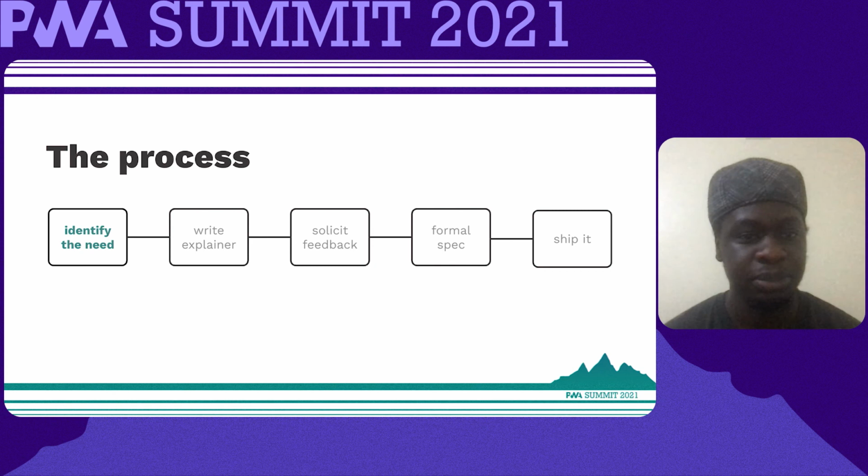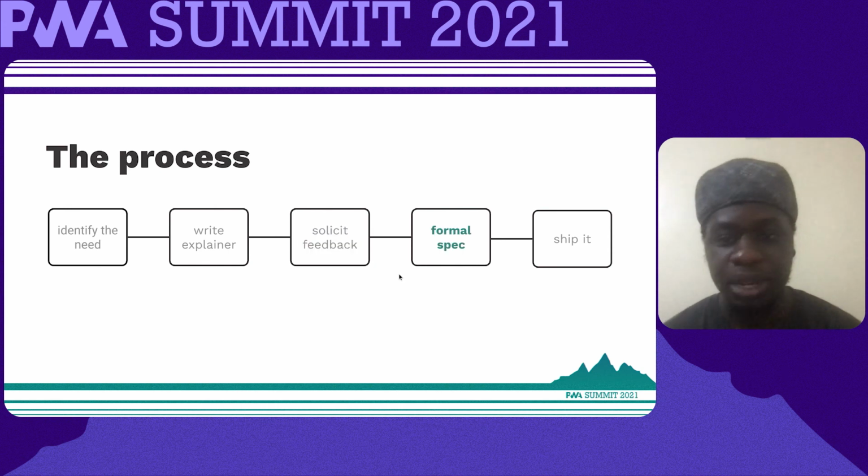The process. The first step is to identify the need. What do the developers need? What is the new feature that is really exciting that is missing on the web platform? The next step is to write an explainer about the need and why this need is very important. The next important stage is to solicit feedback from all the stakeholders, which includes developers and browser vendors.